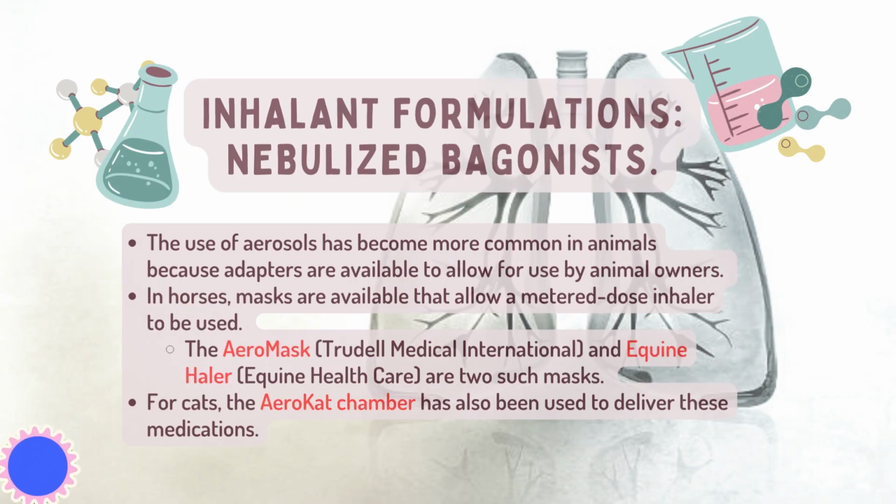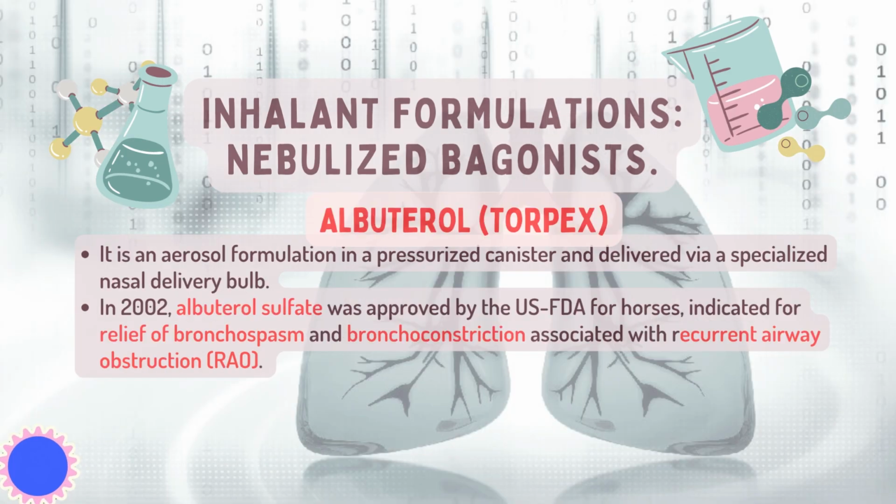Inhalant formulations of beta-agonists. The use of aerosols has become more common in animals because adapters are available to allow for use by animal owners. In horses, masks are available that allow a metered dose inhaler to be used. The Aeromask from Trudell Medical International and the Equine Inhaler from Equine Healthcare are two such masks. For cats, the AeroCat chamber has also been used to deliver these medications.